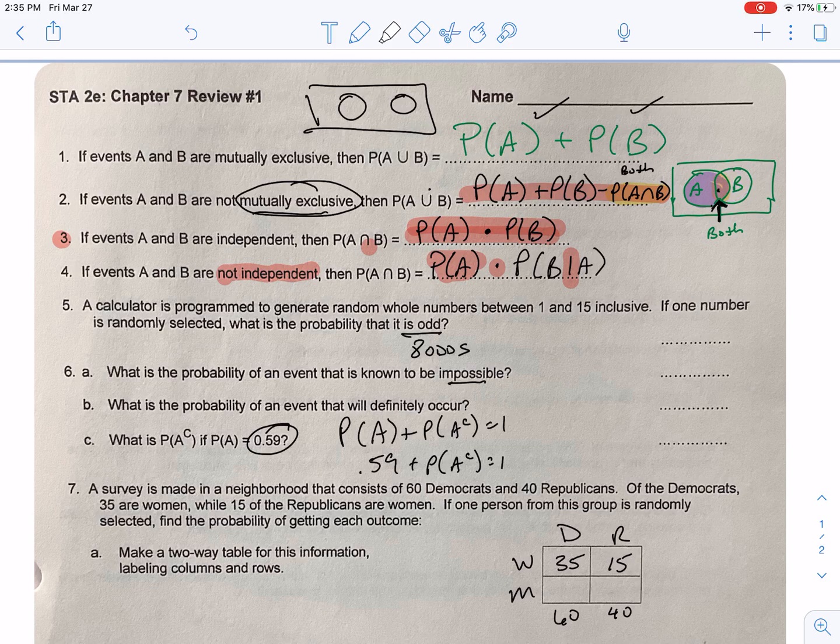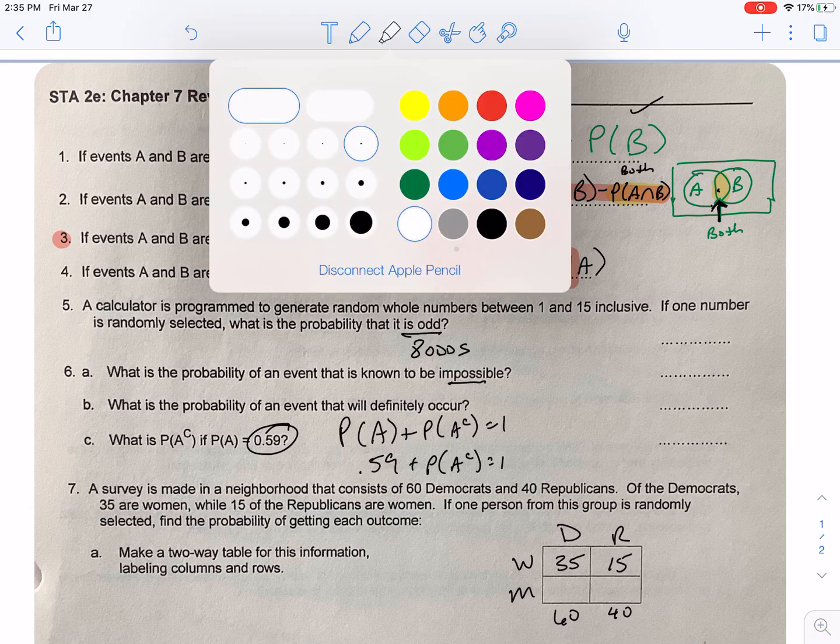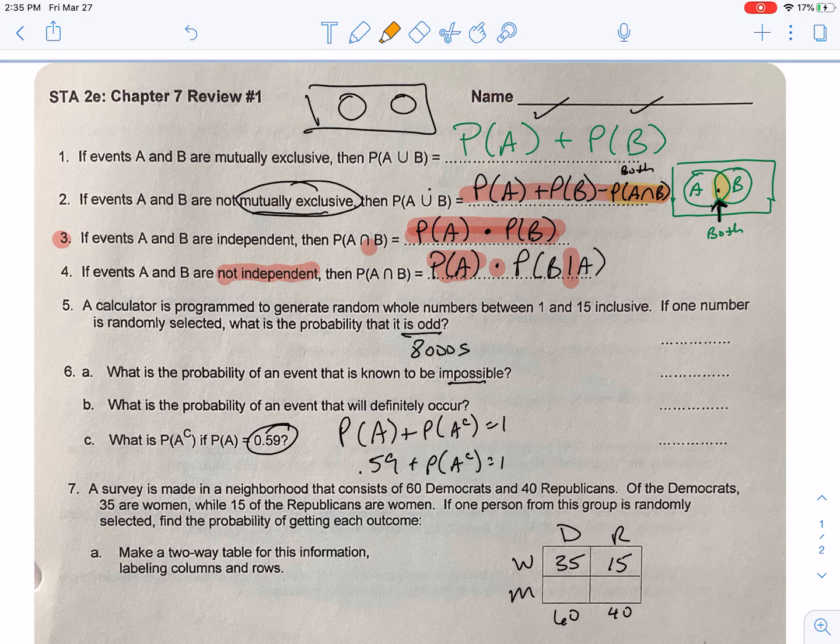So what I want to do is the probability of A plus the probability of B minus the intersection at least one time. See, notice up here there is no intersection, so we're basically subtracting 0.